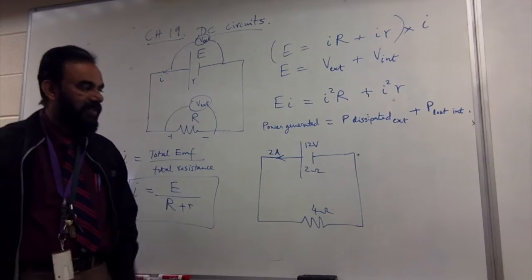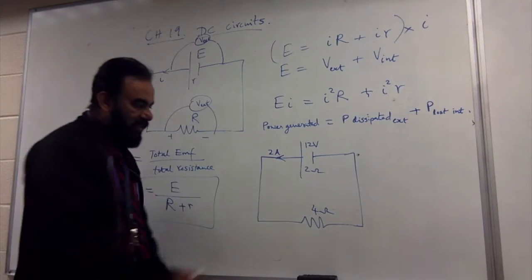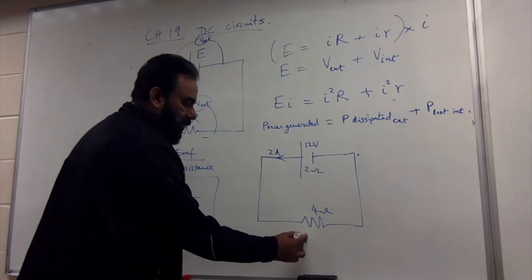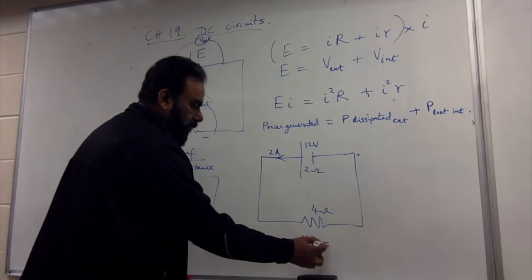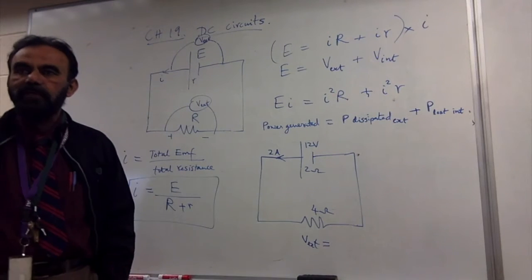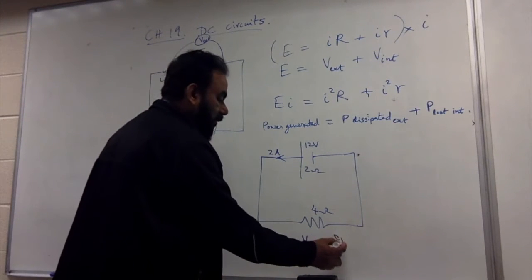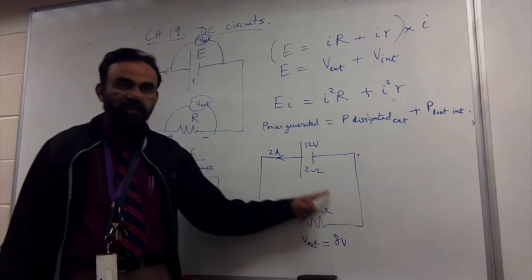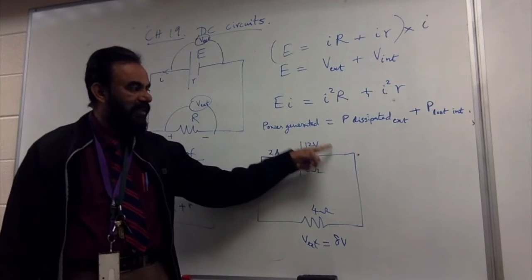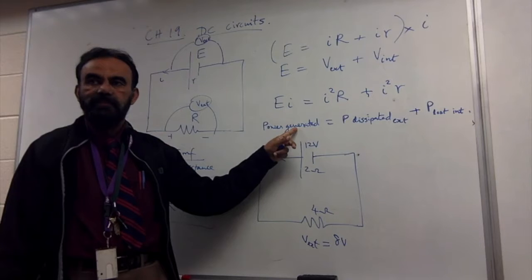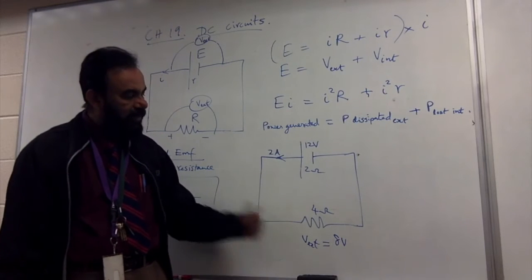So if it is 2 amperes there, what is the potential drop here? How many volts is dropped there? 8 volts. Which means if you connect a voltmeter here, it will read 8. If you connect a voltmeter here, it will read 8. Same voltage. So that's 8.